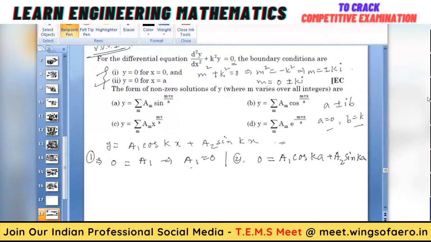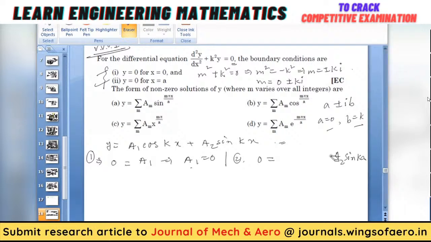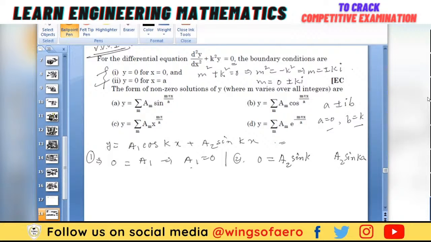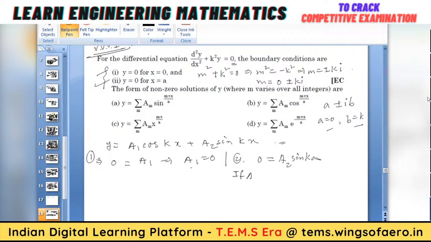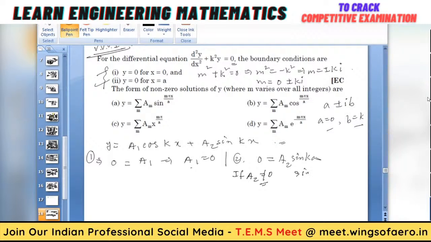A1 is already 0, so we don't need this term. Only a2 sin ka remains. If a2 is not equal to 0, then obviously sin ka equals 0.